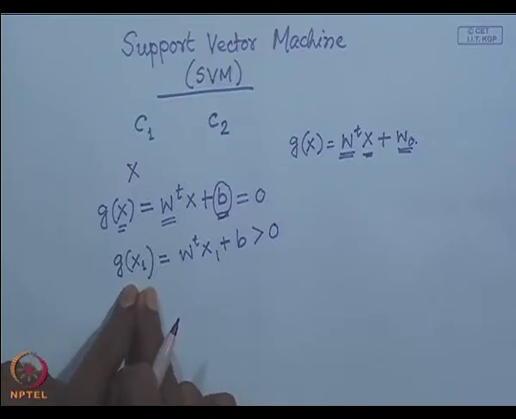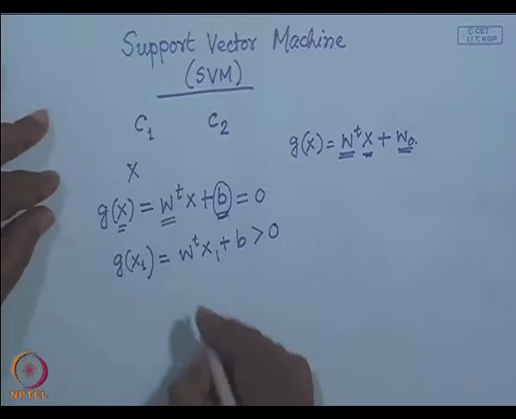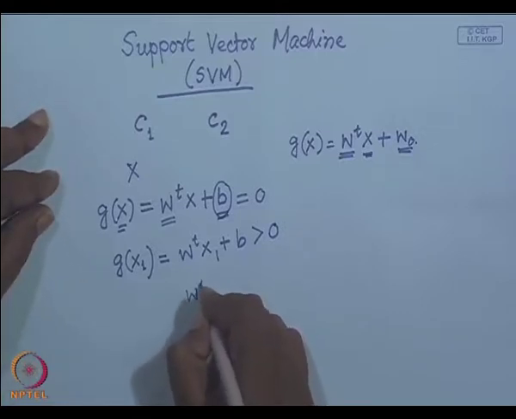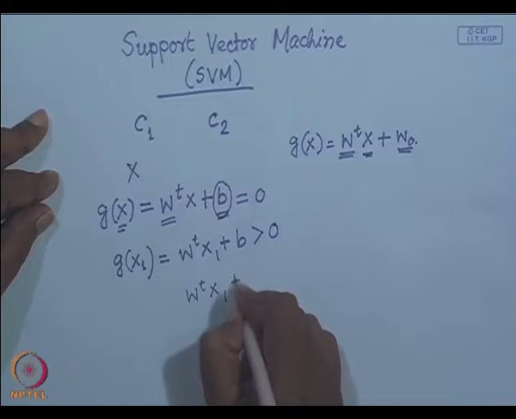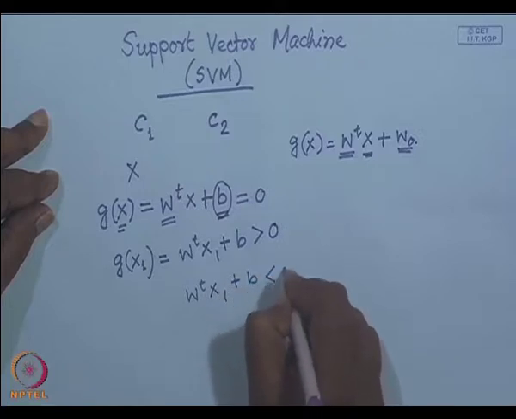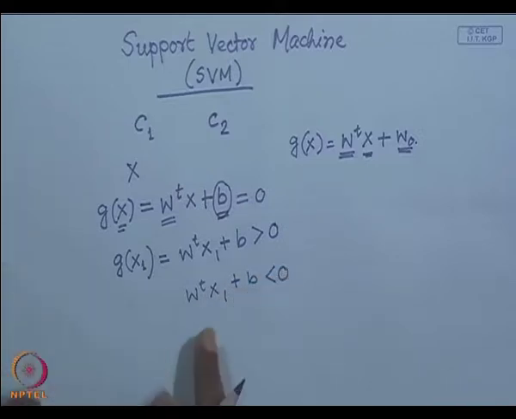And if x 1 belongs to the negative side of the hyperplane, then w transpose x 1 plus b will be less than 0. And if x 1 lies on the hyperplane, then w transpose x 1 plus b is equal to 0. So, this is a hyperplane which divides my d-dimensional space into two half spaces.